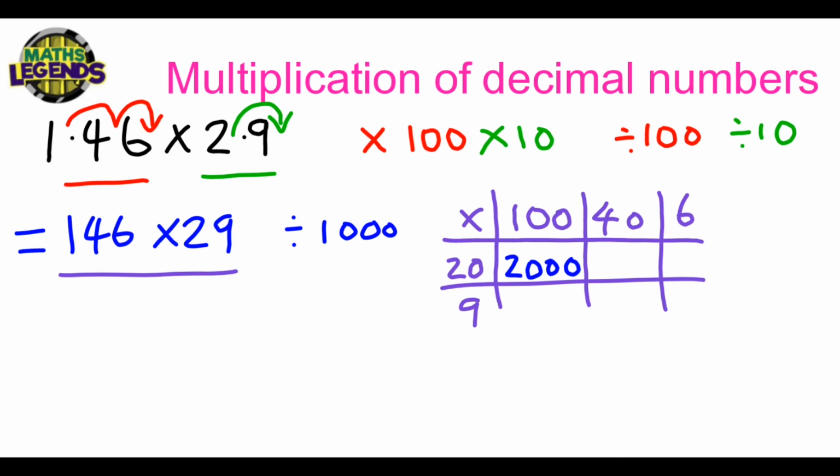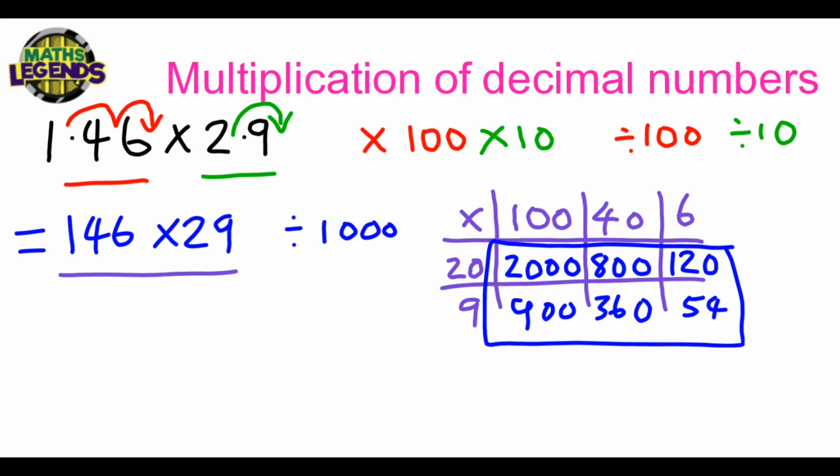Next box we do 20 times 40, so 2 times 4 is 8, add the 2 zeros, 1 from each of the 2 numbers, 40 and 20. Then we do 20 times 6, so that's 2 times 6 is 12, add the 1 zero. Moving on to the next one, 9 times 100, so 9 times 1 is 9, add the 2 zeros from the 100, 9 times 40, so 9 times 4 is 36, add the 1 zero from the 40, and 9 times 6, which is 54.